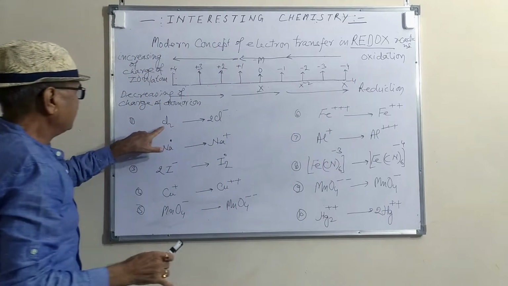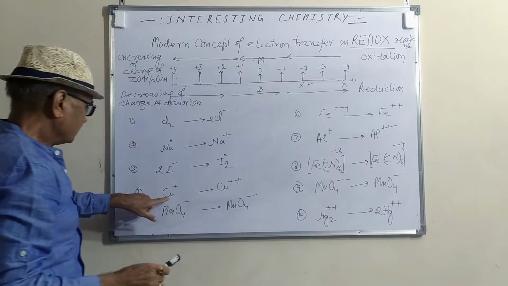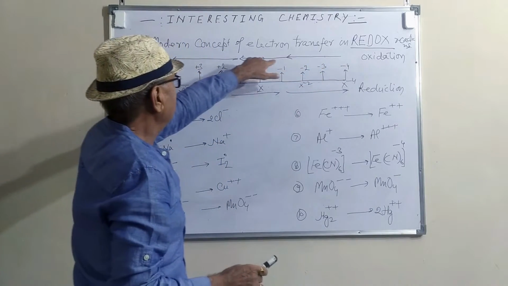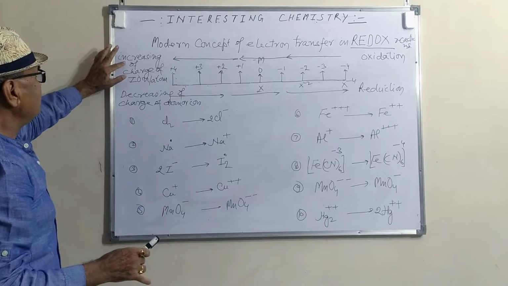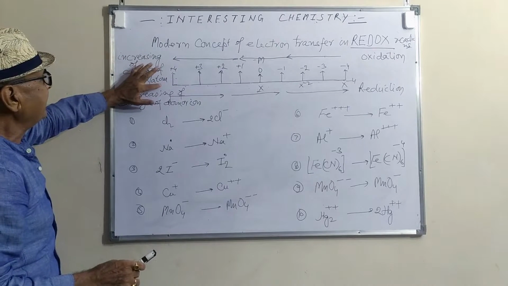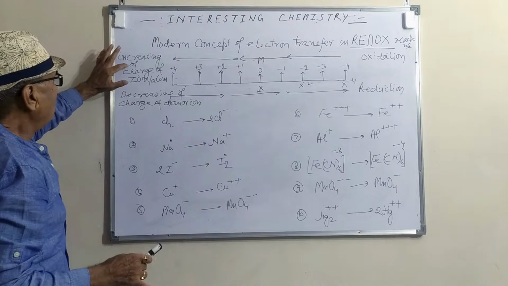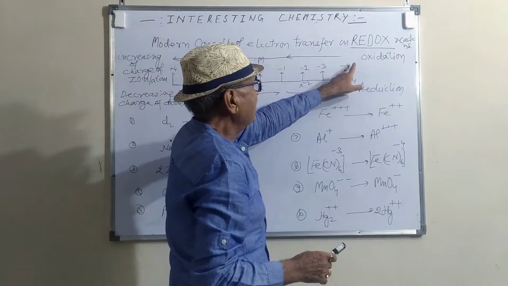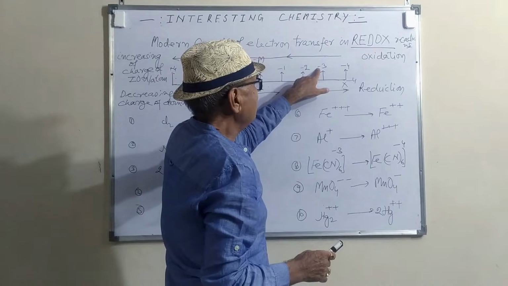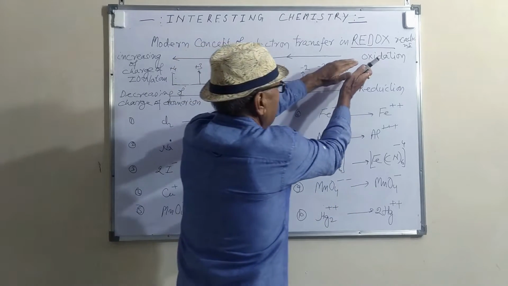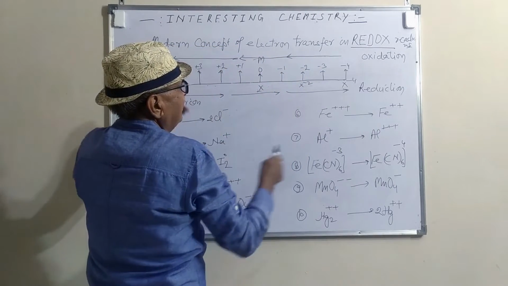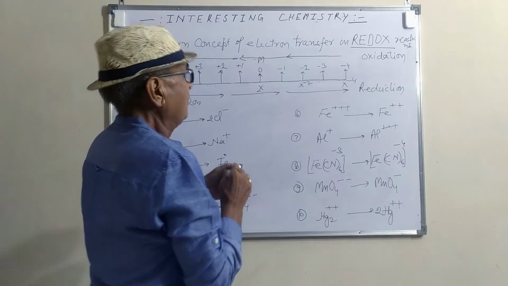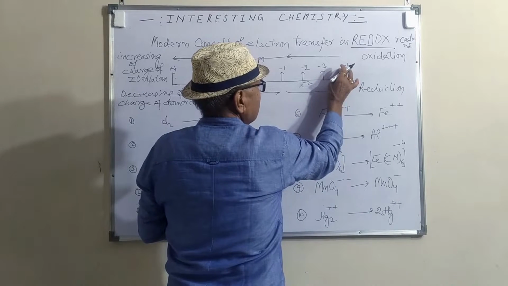Suppose you have 0, then it is 0. Sodium is 0. And here Cu plus 1. When the charges come to this side, there is an increasing of charges of the ion and cation. The value should be considered algebraically. Minus 3 is greater than minus 4. So when you come to this side, when minus 4 changes into minus 3, how can it be possible?